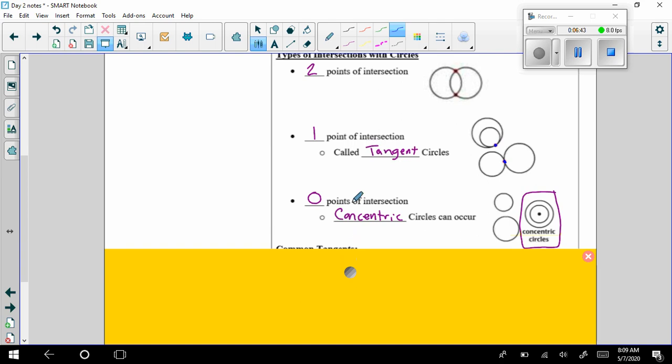You can have 0 points of intersection where you have two circles completely separate, or you can have concentric circles where you have a circle inside of a circle inside of a circle, and they all share a center. So a donut or a tire, or a record, if you guys hopefully know what a record is, but a record is concentric circles, and that's how the needle runs, all sharing that common center.